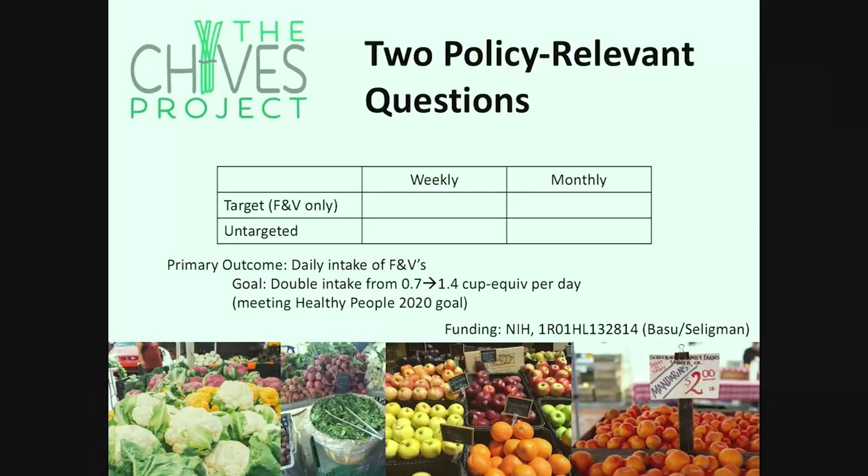We have a research trial in the field to answer two very policy-relevant questions. One is, does it make a difference if you give people their benefits weekly versus monthly? I think it won't make a difference, but other people would disagree. And the other is, does it make a difference if you give benefits for just fruits and vegetables, or if you give them for anything? And we can talk about why that's so policy-relevant later on if people are interested.